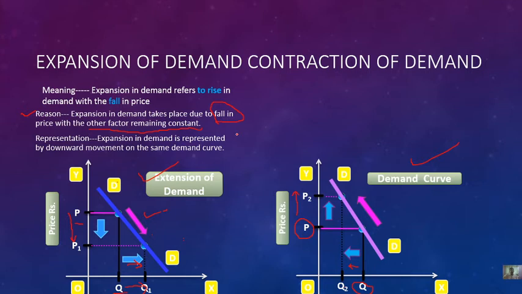Next, representation. Expansion in demand is represented by downward movement of the same demand curve. This arrow shows downward movement of the same demand curve.